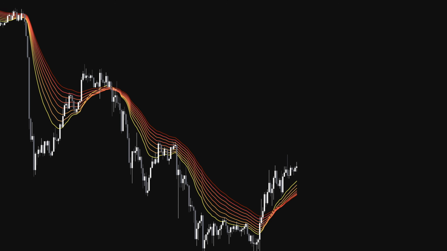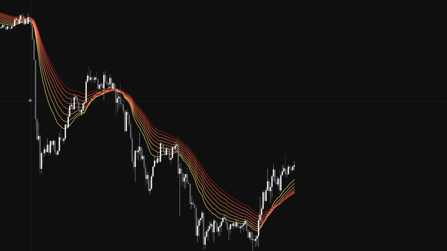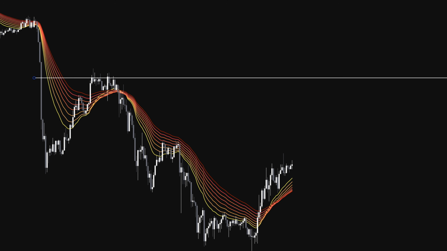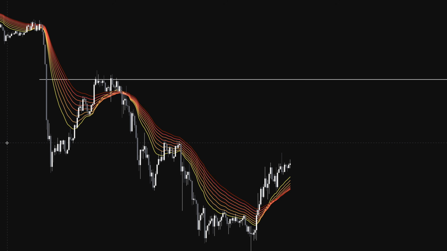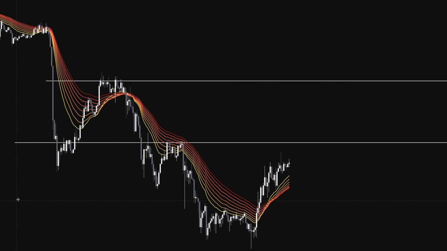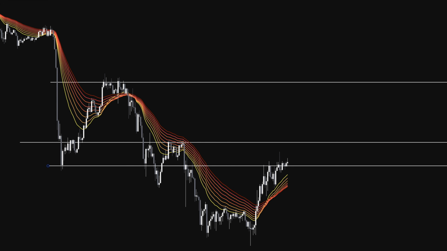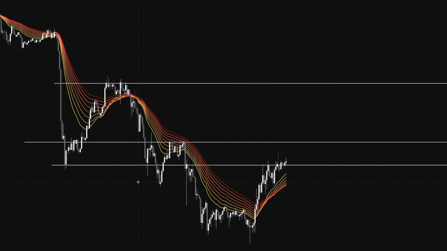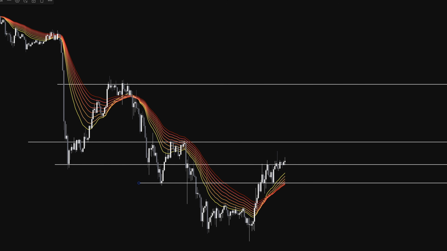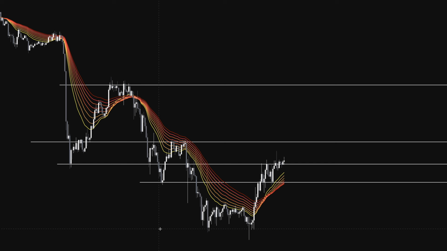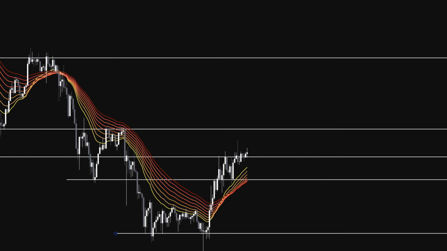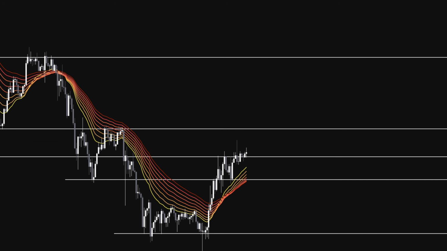The third strategy stacks the ribbon on top of horizontal levels, and it's the strongest of the 3. Before the session, you mark the key support and resistance levels on your chart. Swing highs, swing lows, levels that price has reacted to more than once. Then you add one rule on top of the pullback entry from strategy 2.